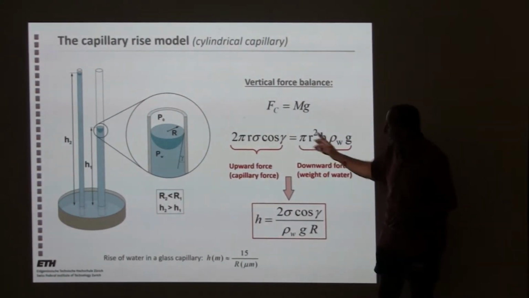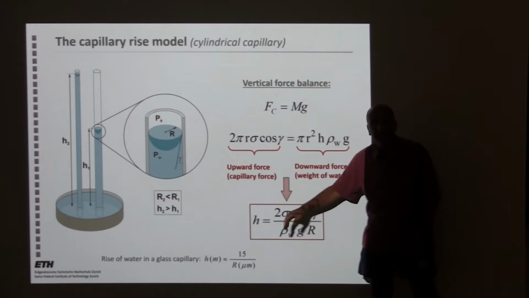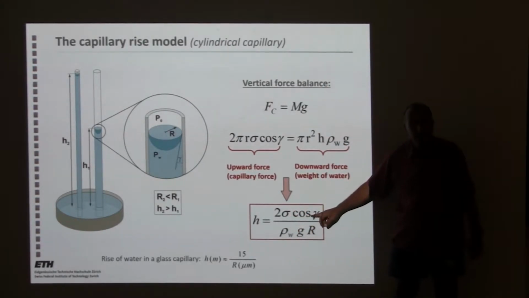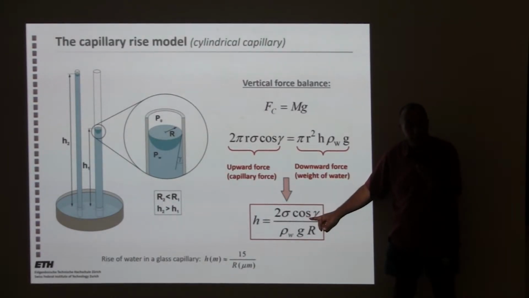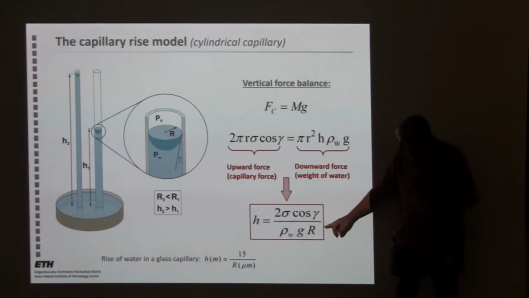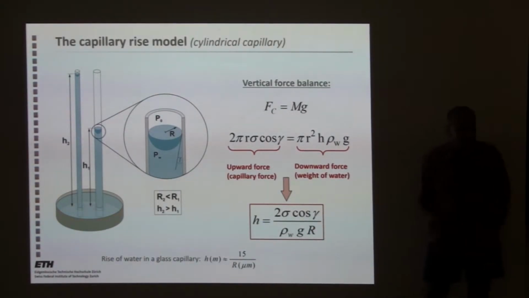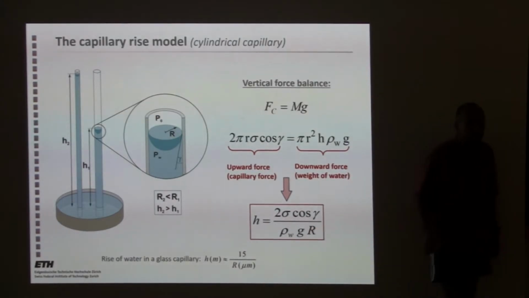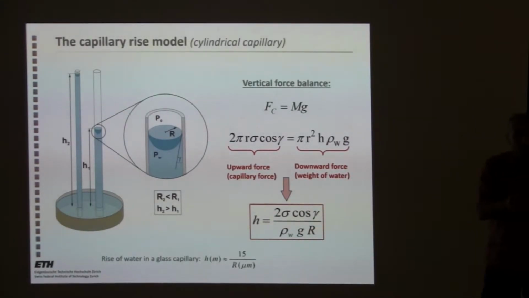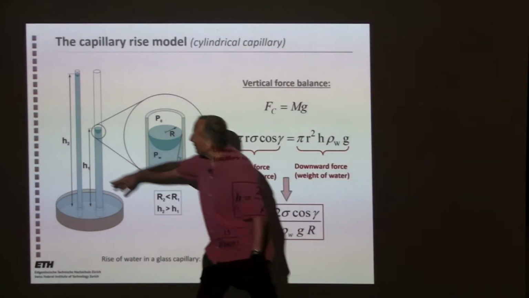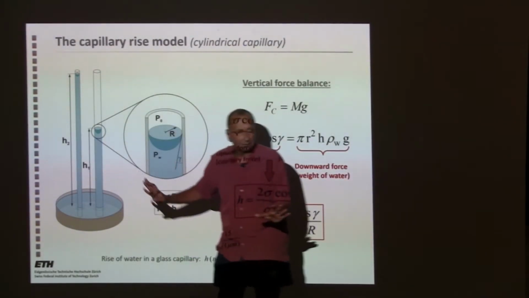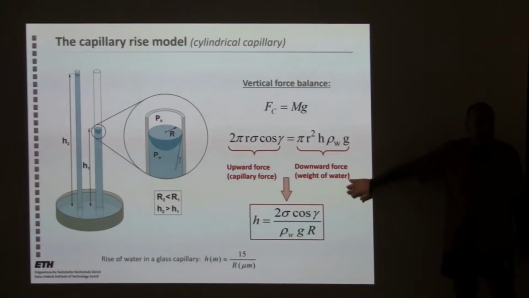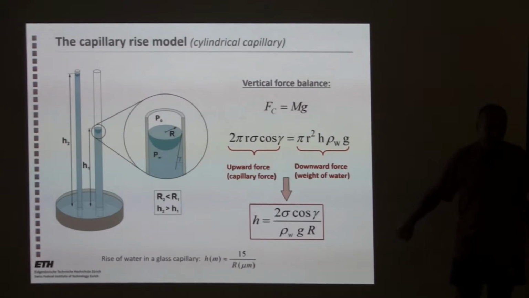And basically, we can rearrange this equation and calculate the height of rise of this water in terms of the surface tension, the contact angle between the water and the material, in this case, say glass, gravity, and the radius. So the capillary rise, everything else held constant, is inversely proportional to the radius of the capillary. Smaller capillaries will have higher capillary rise than large capillaries. Is that clear? Okay.